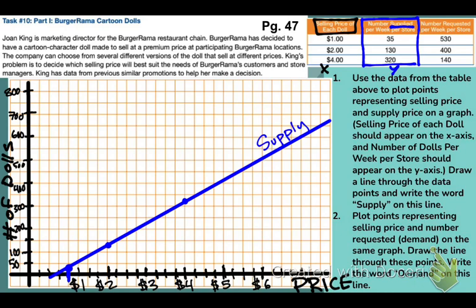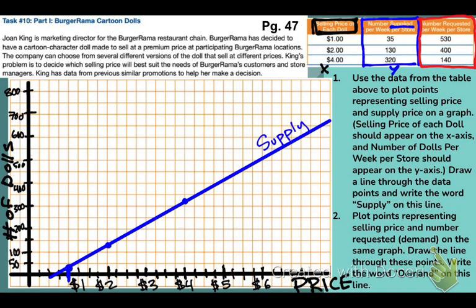Okay, number 2 says plot the points representing the selling price. So that's still in my first column, that's still selling price. But now we're looking at the number requested. So we said that number supplied, our supply, is the amount that the merchant or the store has to sell. That's the supply. What would the number requested be?